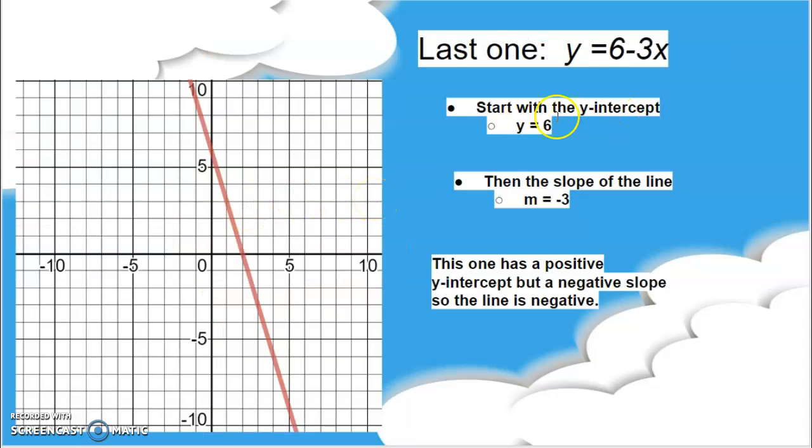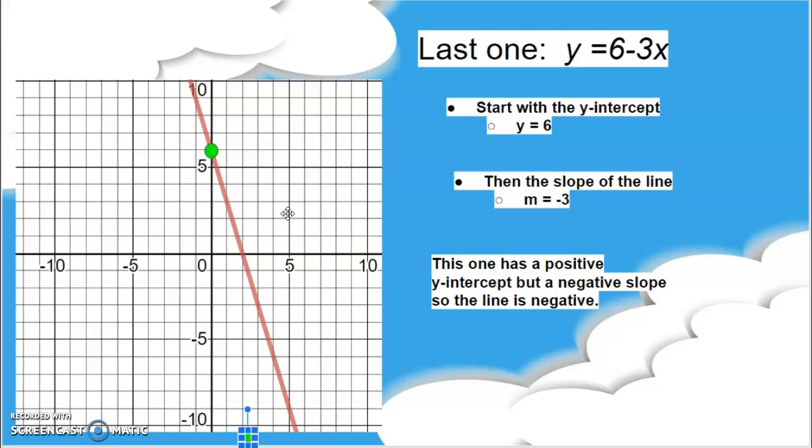And here's the last one, which is y equals 6 minus 3x. So we first again start with the y-intercept, which is 6. So we place our dot at 6 right here on the line. And our slope is negative 3 again.